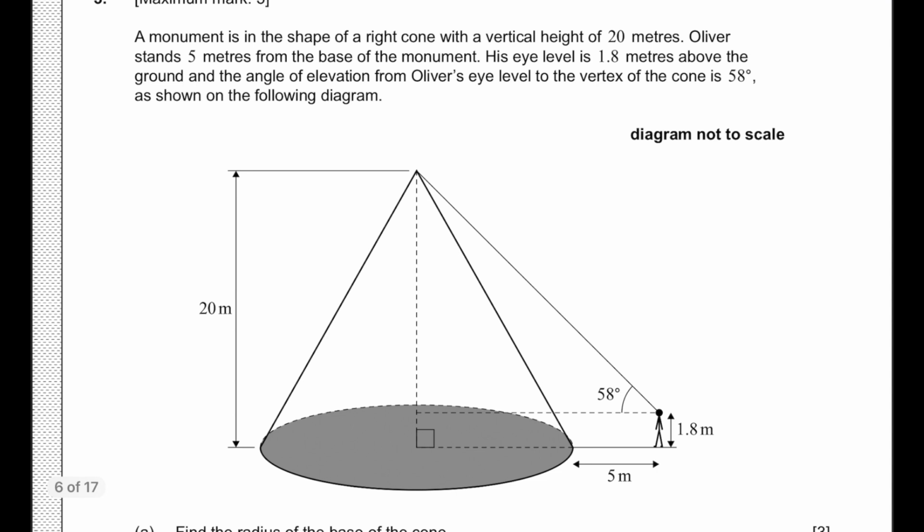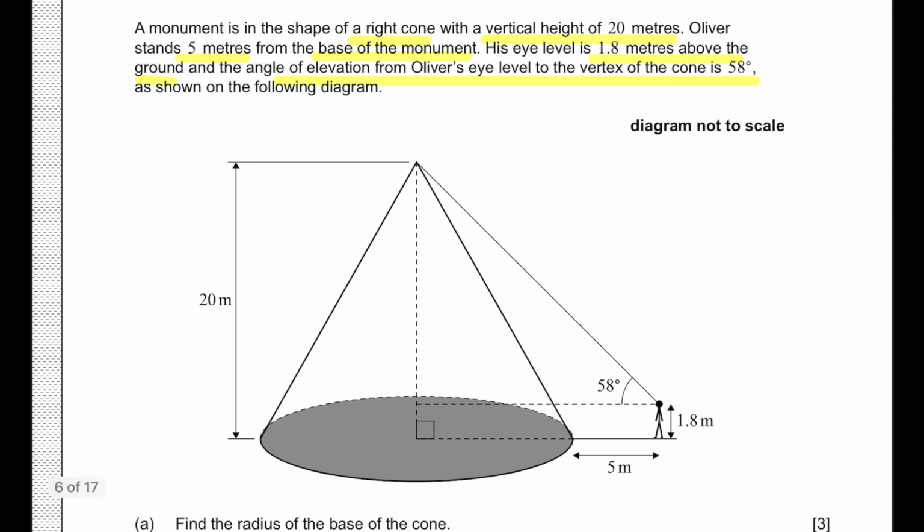It says that we have a monument which is in the shape of a right cone with a vertical height of 20 meters. Oliver stands 5 meters from the base of the monument and his eye level is 1.8 meters above the ground. The angle of elevation from Oliver's eye level to the vertex of the cone is 58 degrees, as shown on the following diagram.